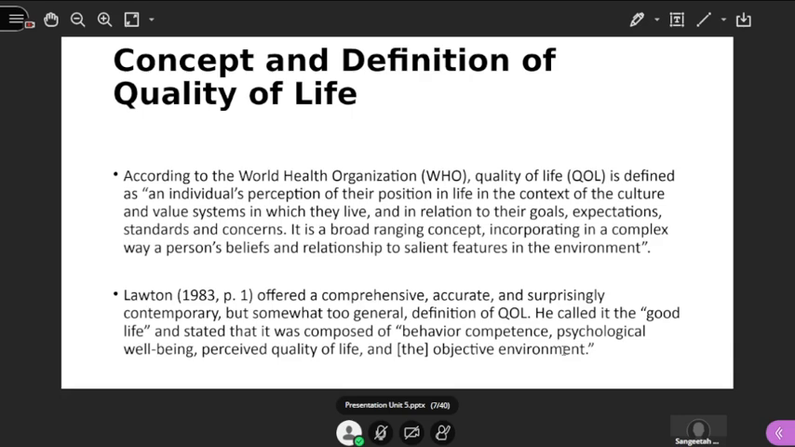He called it good life, right? He said that quality of life is about good life and stated that it was composed of behavior competence, psychological well-being, perceived quality of life, and objective environment, right? Good life is quality of life. Very, very simple.